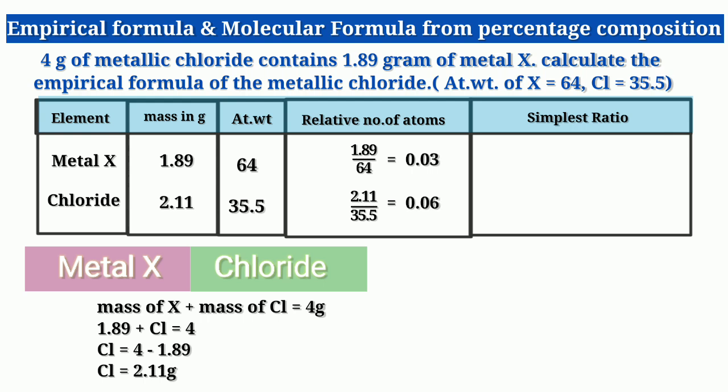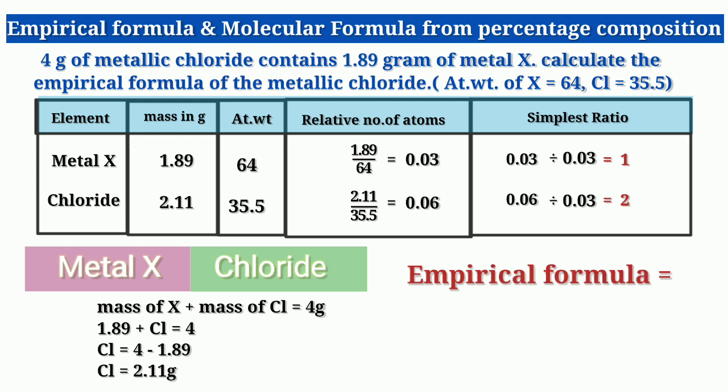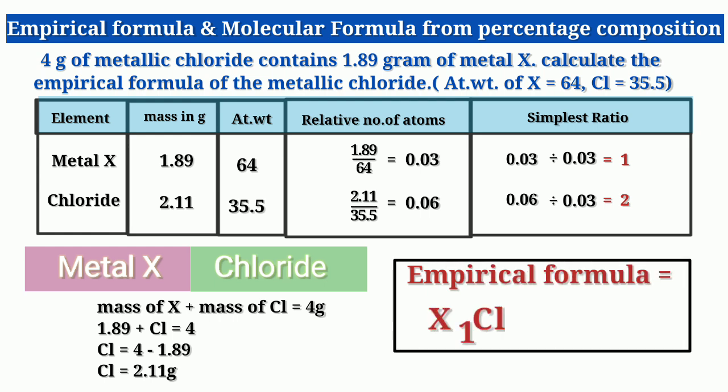Next step, to find simplest ratio, we first note down relative number of atoms. Select the smallest of the two and divide both by the smallest. That means 0.03 divided by 0.03, 0.06 divided by 0.03, and that gives us answers 1 and 2. We have simplest ratio of atoms. So empirical formula of metal chloride contains 1 atom of metal X and 2 atoms of chloride, X1Cl2. This can also be written as XCl2.